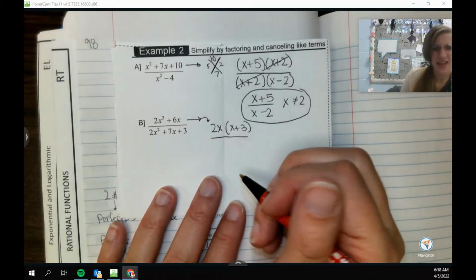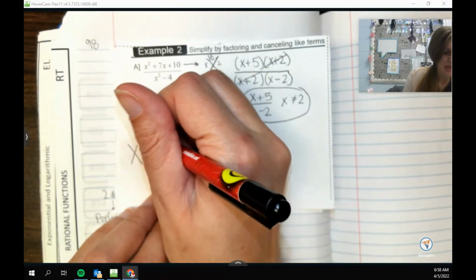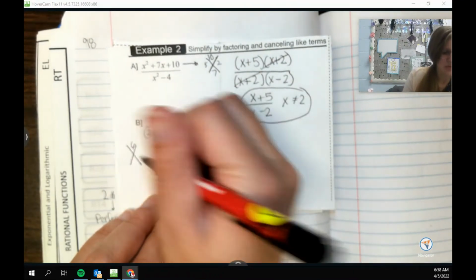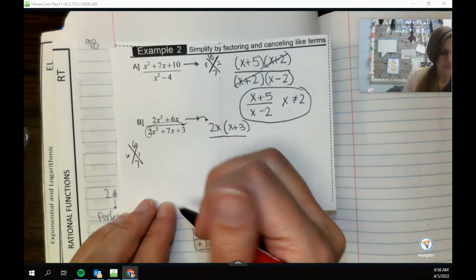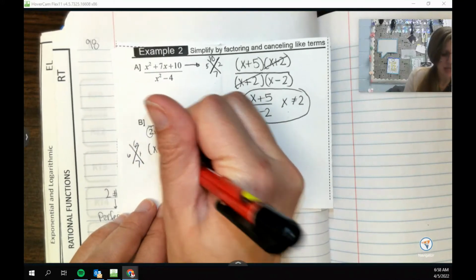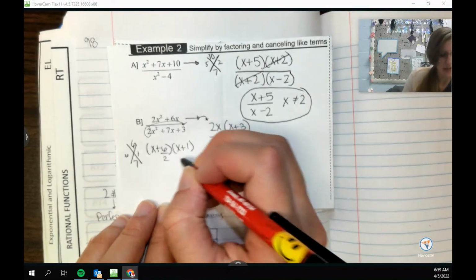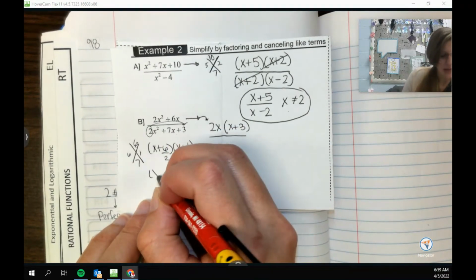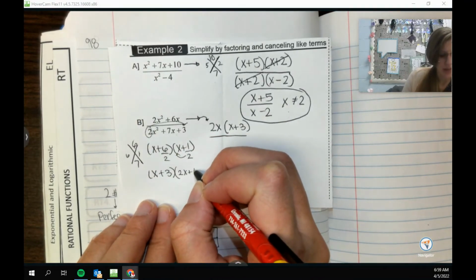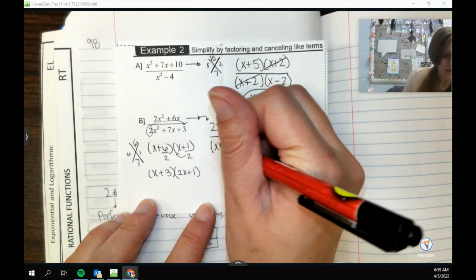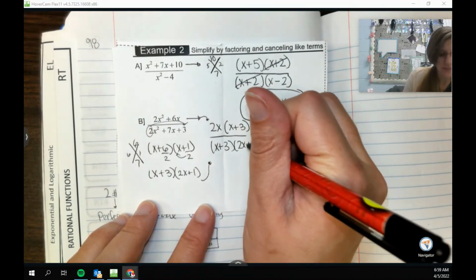Now my denominator, I have 3 terms, so I want to do the x puzzle. And this one has a number out front, so we're going to slide that over. So what multiplies to 6 adds to 7? That would be 6 and 1. So we have x plus 6, x plus 1. But because I slid that 2 over, I got to divide that 2 out. When I can divide, I will. So x plus 3. When I can't, bottoms up. So 2x plus 1. So this factored to x plus 3, and then 2x plus 1.